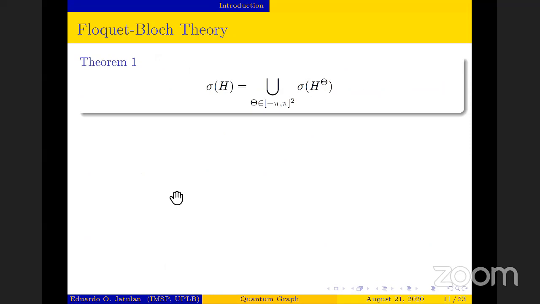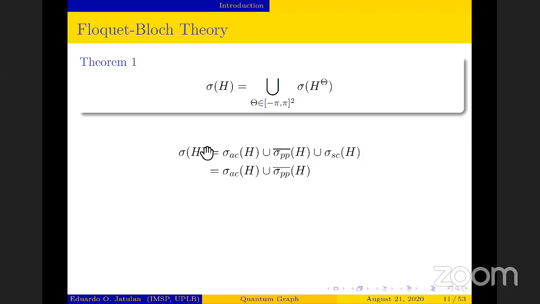So from this Floquet-Bloch theory, we have a result: if we want to study the spectrum of our operator acting on our metric graph, we can just consider its restriction to our fundamental domain. So we can just consider a compact subgraph of this quantum graph.